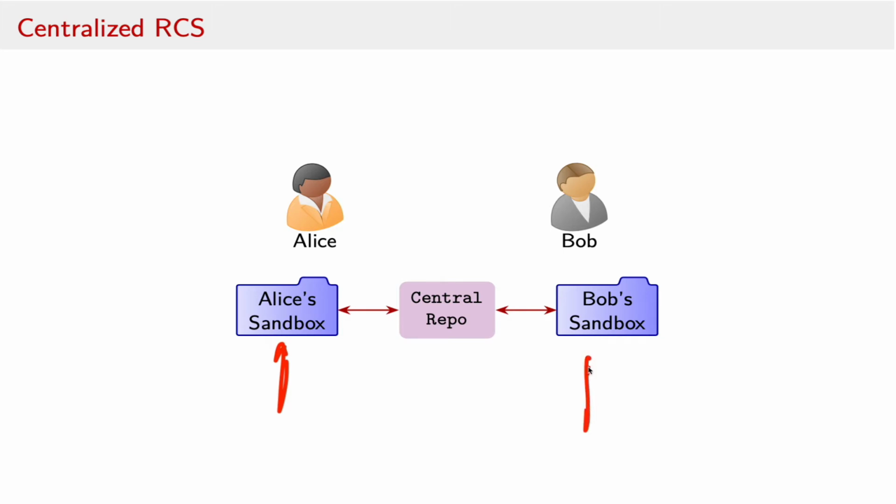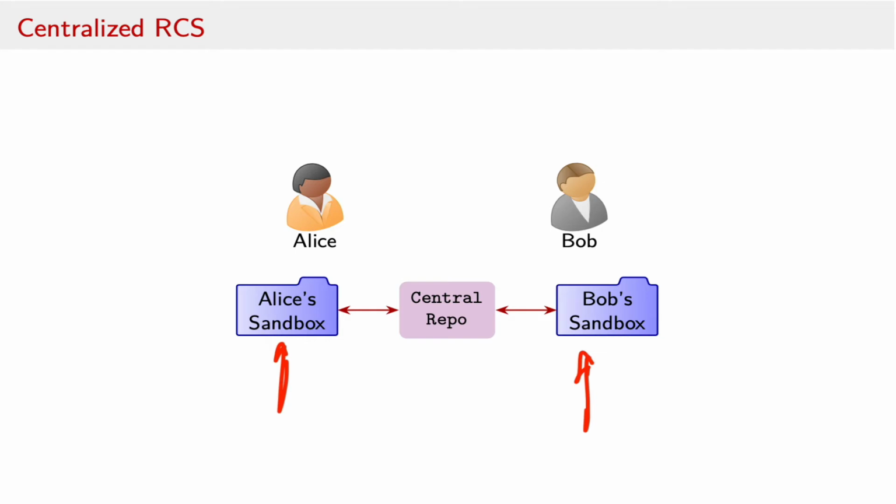Similarly, Bob also has a sandbox, which, since we're assuming that Alice and Bob here are working on the same project, is probably really similar looking to Alice's, and they can continue to work independently of one another on that same project, making changes to whatever files they would like to change without influencing one another's work.